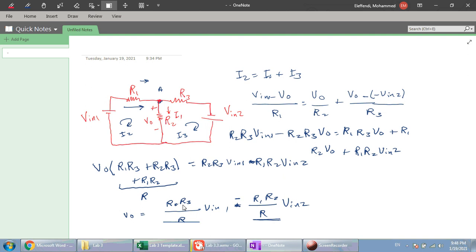So it will all depend on R1 and R2. We see the denominator is common to both of them, they both have R. So we will only compare R2 R3 and R1 R2. And if you compare them, you will see that K1 is bigger. So V in 1 will have the bigger effect on the output voltage.